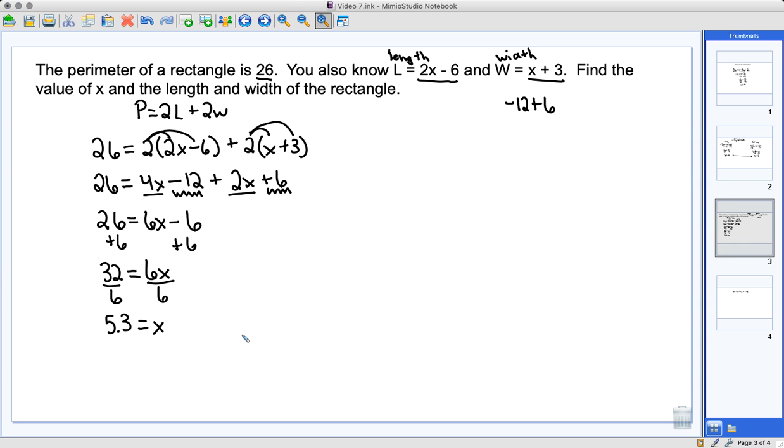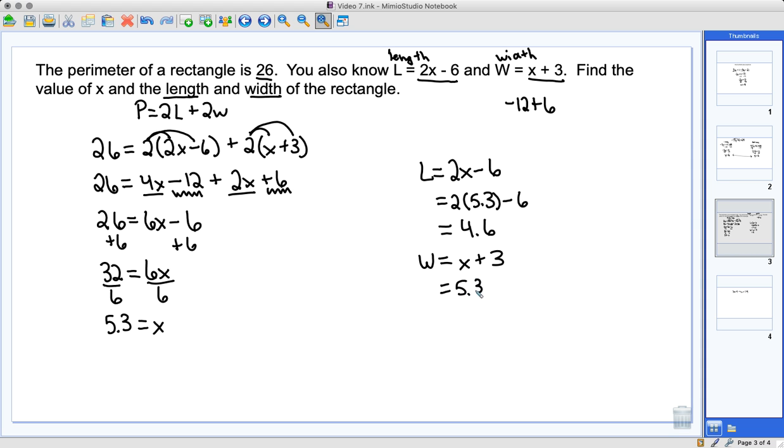So we found x. We also have to make sure we find the length and the width of the rectangle. So length, remember, is 2 times x minus 6. So we're going to take our x and plug it in. So you get 2 times 5.3 minus 6. I would type that into my calculator, and you get 4.6. Then our width is x plus 3. So we're going to plug in. So 5.3 plus 3 is 8.3.